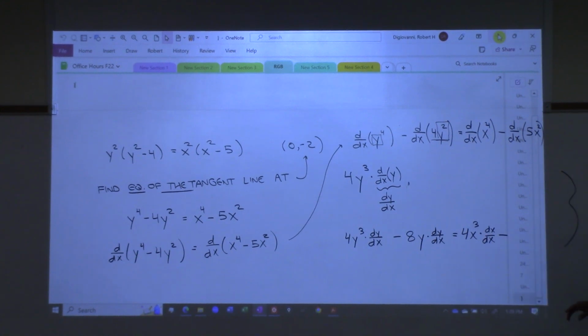Minus, pardon? Oh, okay, sorry. Yeah, so we have a constant in front here. So the 2 comes out, hits the constant, becomes 10x. And then again, chain rule, dx/dx.